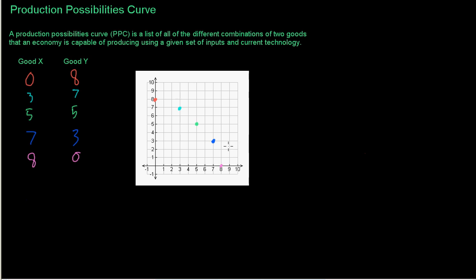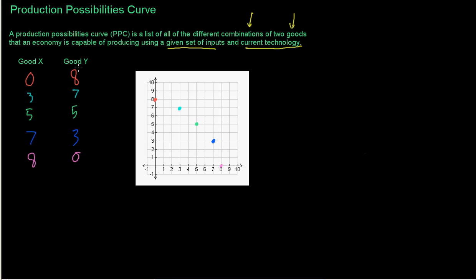Alright, so this is just going to be a quick overview of the production possibilities curve. And a production possibilities curve is a list of all of the different combinations, so this is one important part, of two goods. That's another important part, that an economy is capable of producing using a given set of inputs and current technology.